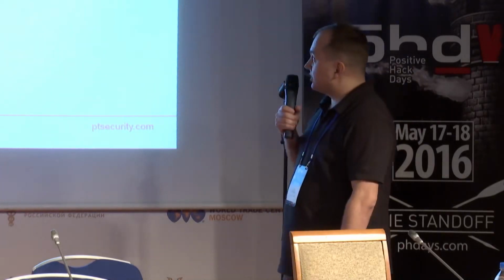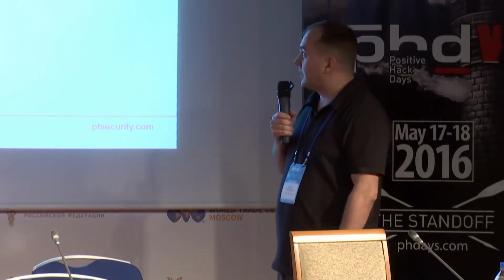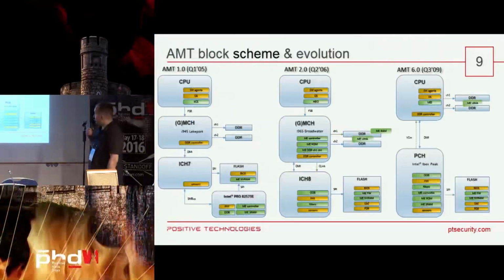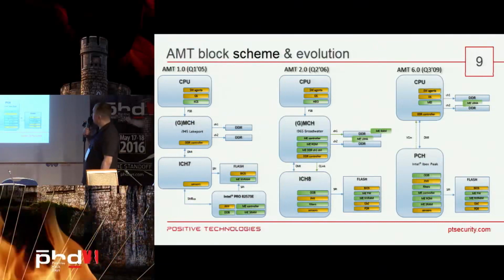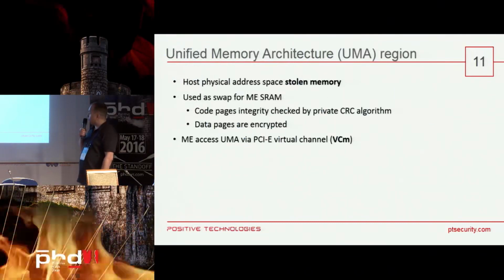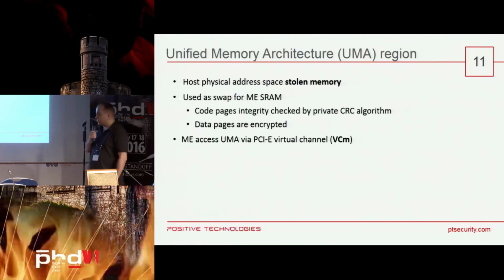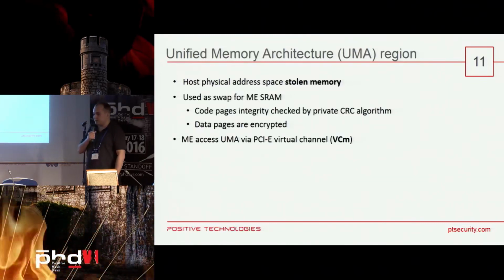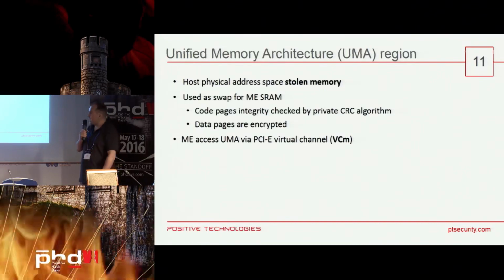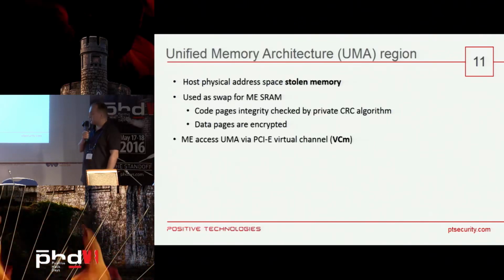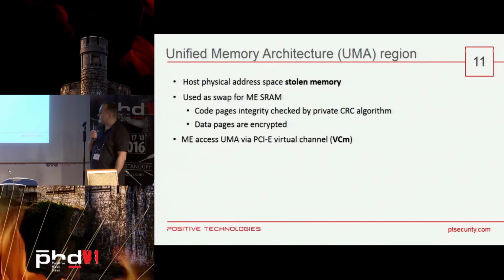These are the disablement techniques that really work and they do shut down AMT. The first one, the failure of DRAM init done. We have the so-called UMA area. I would like to speak about unified memory architecture. Management agent has the embedded management engine, and it has to have dozens of megabytes for normal performance.